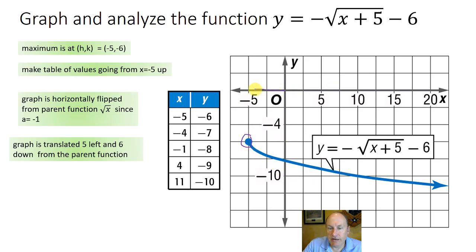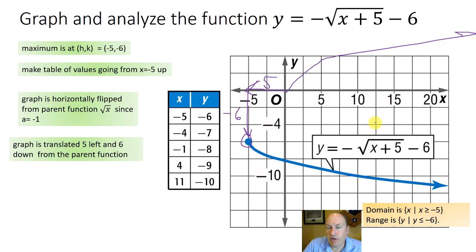But this graph is translated 5 left for the h -5 and 6 down because the k is -6. And instead of increasing, it is decreasing. Its domain is going to be all values of x greater than or equal to -5. Its range is going to be all values of y less than or equal to -6.